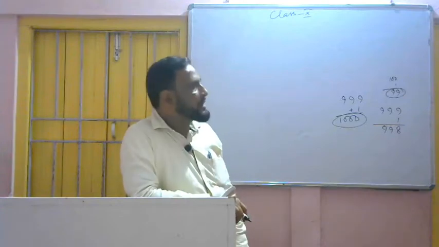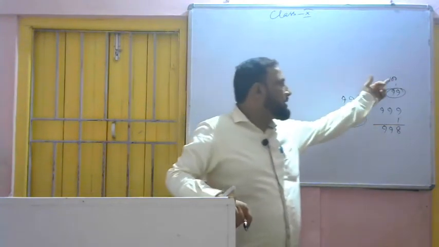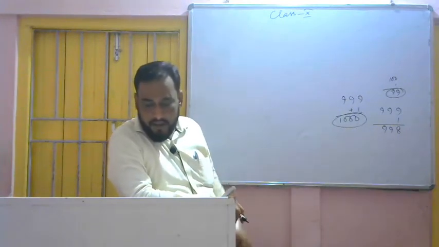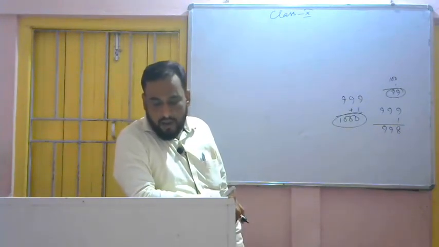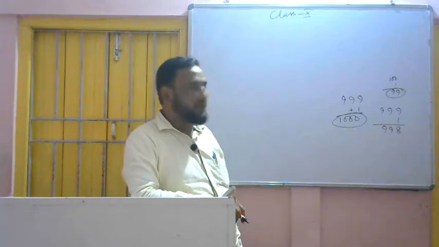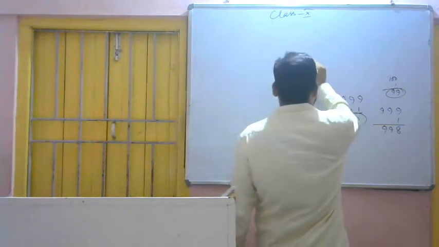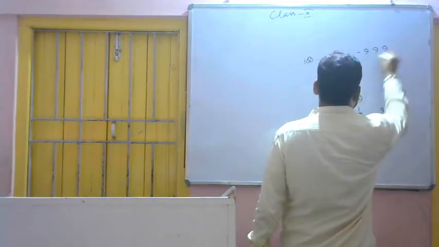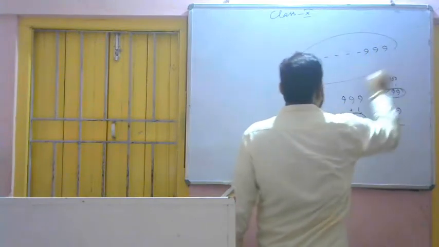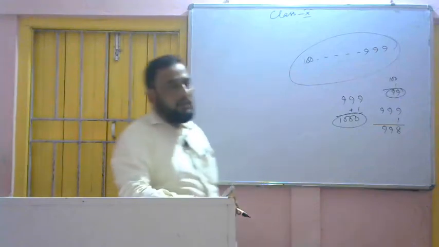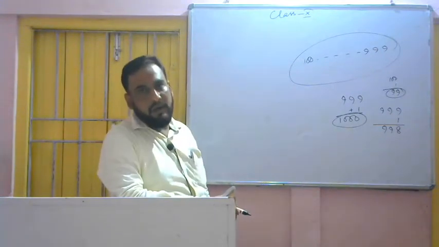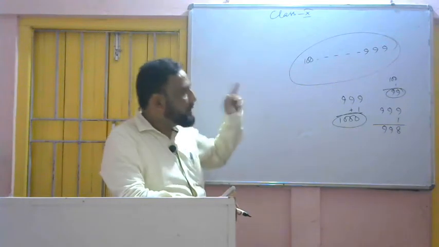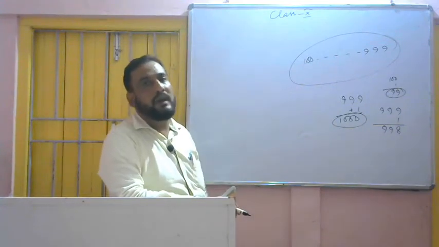Now your question is, how many 3 digit numbers are divisible by 7? In between 100 and 999, many numbers are there, you may count, there is a technique, but our question is, how many numbers are there which are divisible by 7?